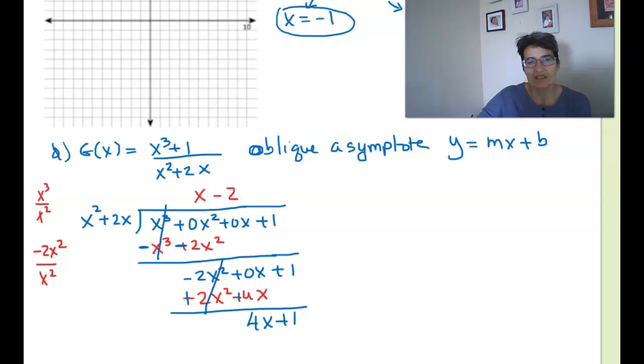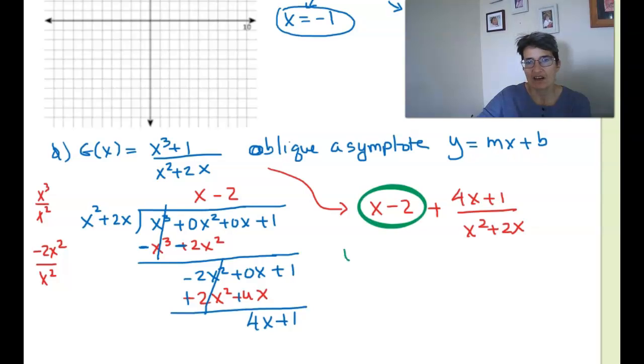Alright, so the result of this division, if I divide these out, gives me this answer of x minus 2 plus the remainder 4x plus 1 divided by x squared plus 2x. So this is the oblique asymptote. So the line y equals x minus 2 gives me the oblique asymptote.